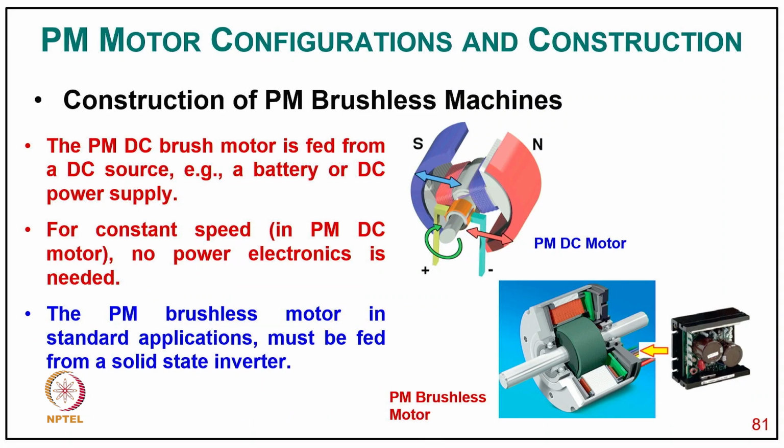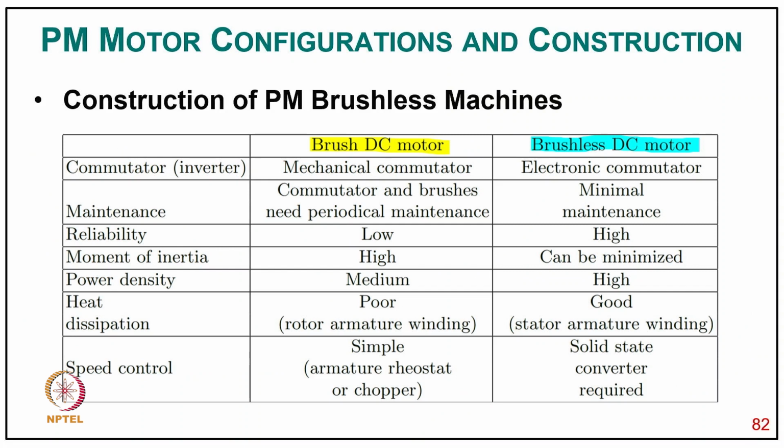Typically, the PM DC motor is fed from a DC source, a battery or DC supply, for constant speed. For a PM DC motor, no power electronics is needed. The PM brushless motor in standard applications must be fed from a solid state inverter, because electronic commutation is provided by the power electronics inverter. So this is a comparison between the two motors. For the brush DC motor we have a mechanical commutator, and for the brushless motor we have electronic commutation.